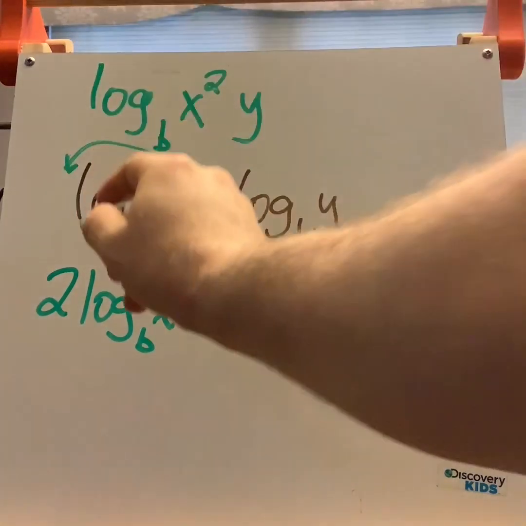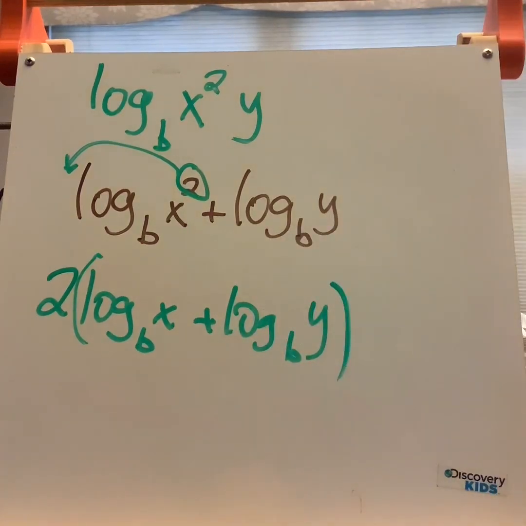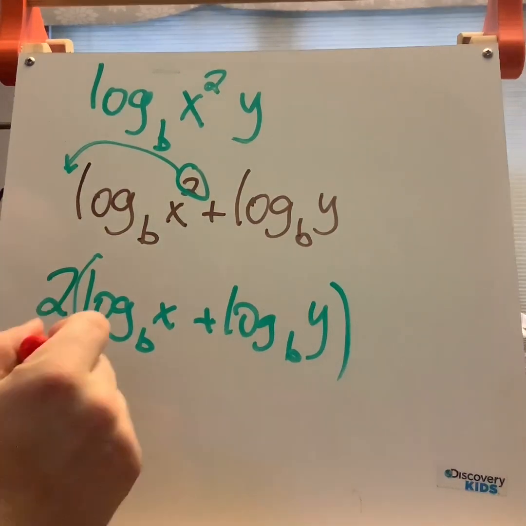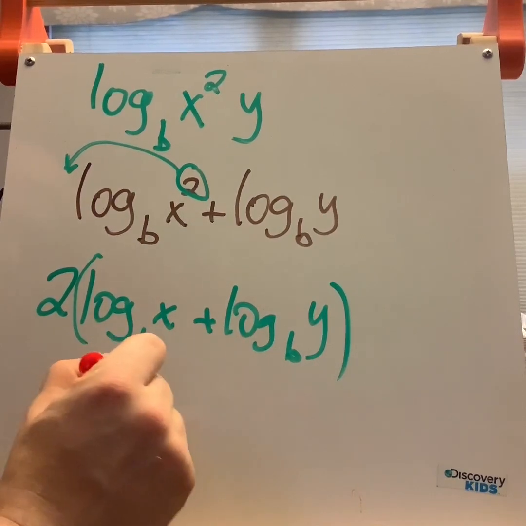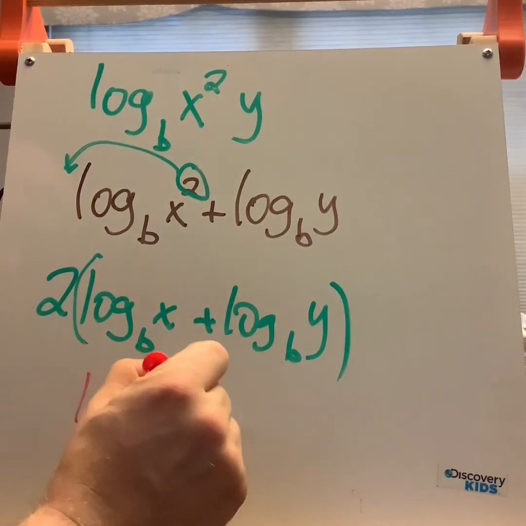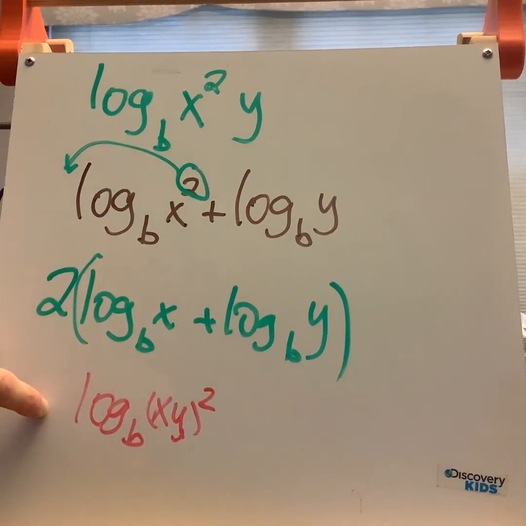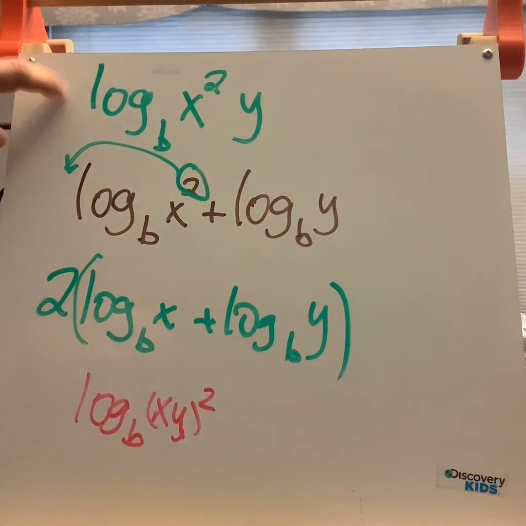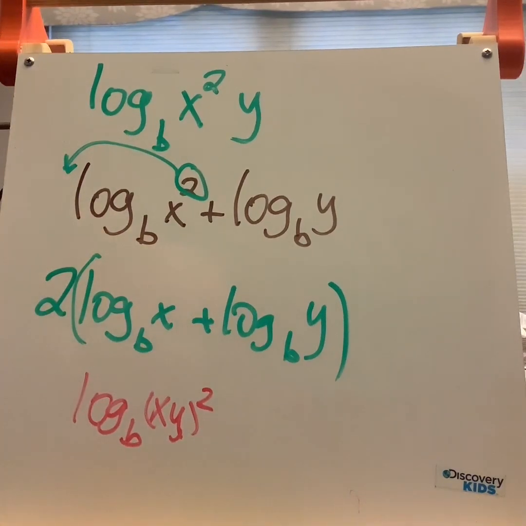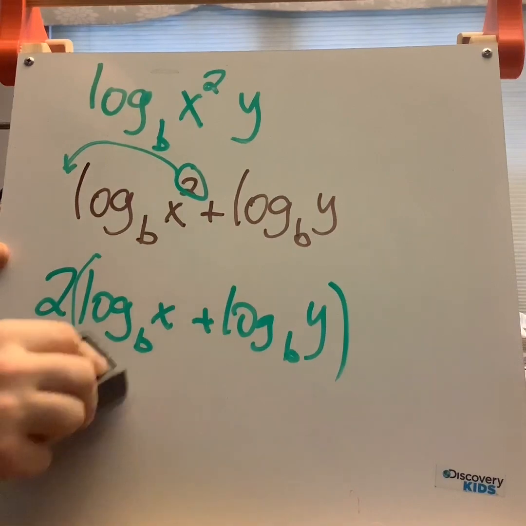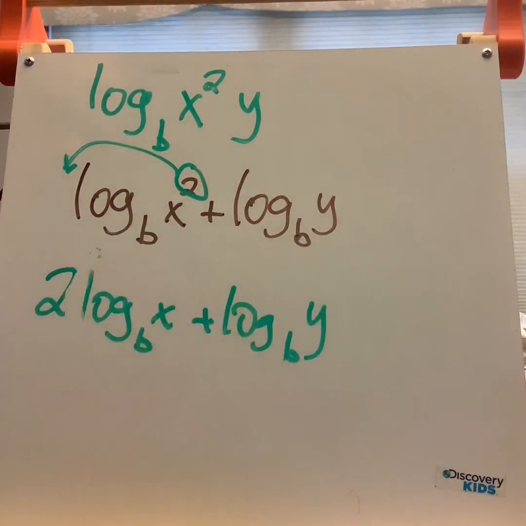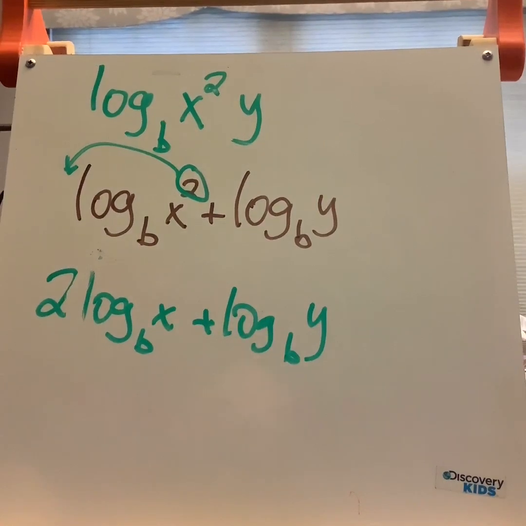If I wrote it like this, with the log base b of x plus the log base b of y in parentheses, well, then that's a different story. This would become the log base b of xy, that whole thing being squared. So you see the difference between what I wrote in red, which is this expression, as opposed to how it was without the parentheses when it was equal to what's on top. So the correct answer for this one is no parentheses. It's just 2 log base b of x plus the log base b of y.